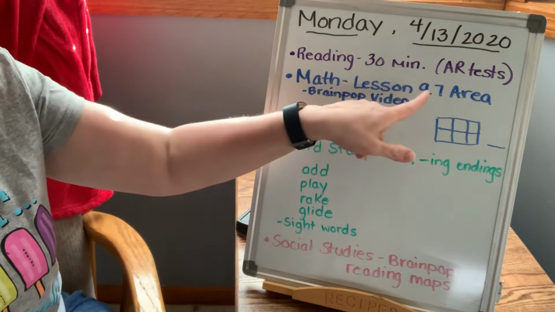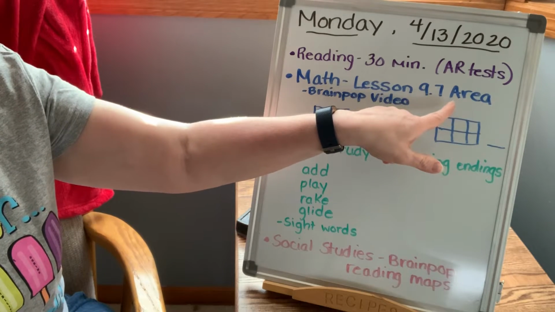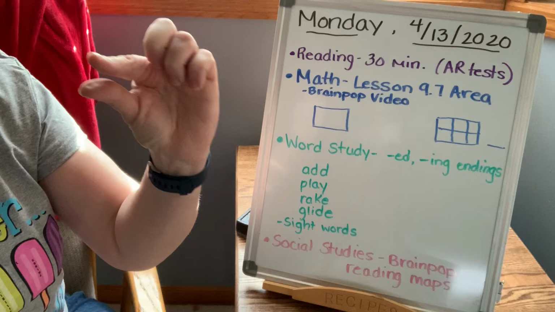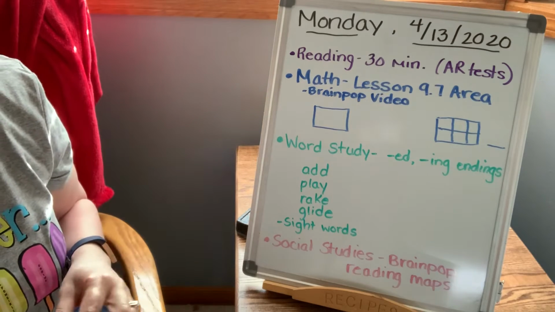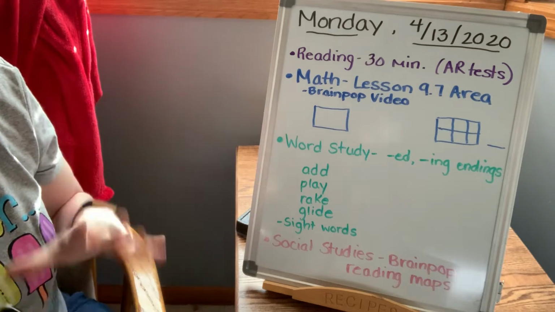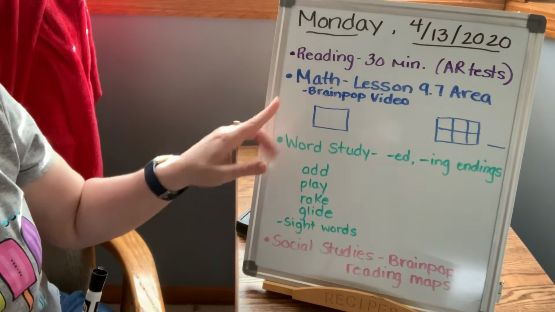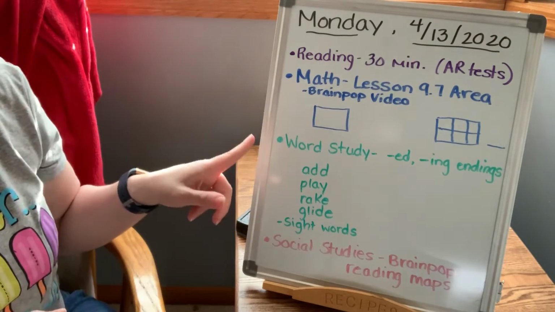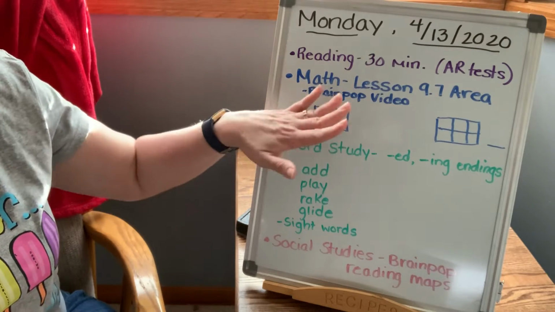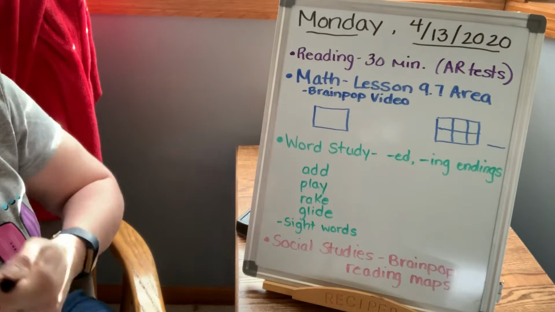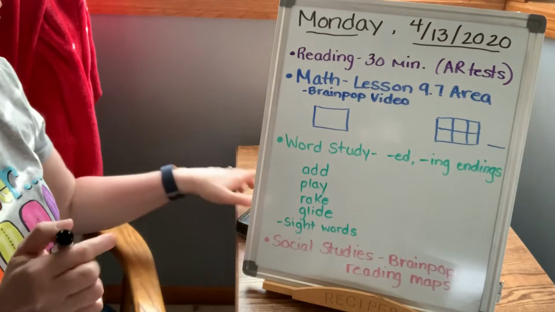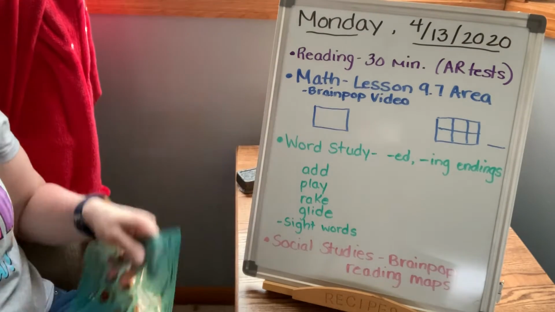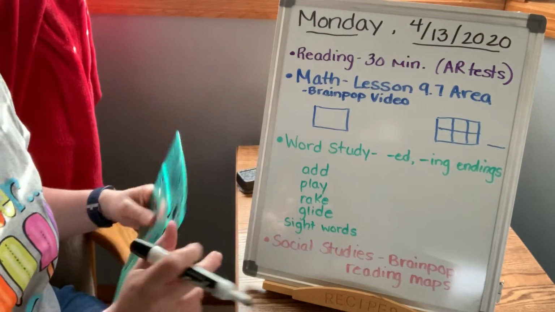Math today, our lesson is 9.7. It's called area. So you're going to learn about area. We did just a teeny tiny little bit of area before we went on spring break. So I'm just going to show you. First of all, I'd like you to watch the Brain Pop video on area. That'll be really important to do before you do the lesson. But I'm also going to show you here really quickly, so I'm going to show you compared to perimeter, okay?